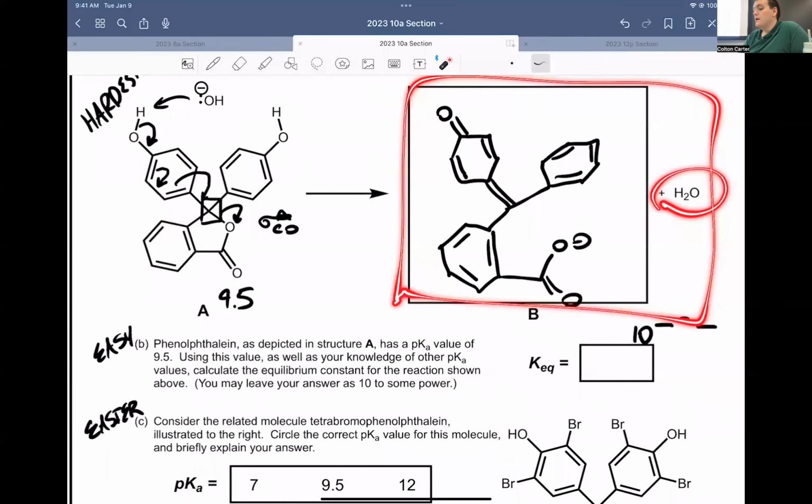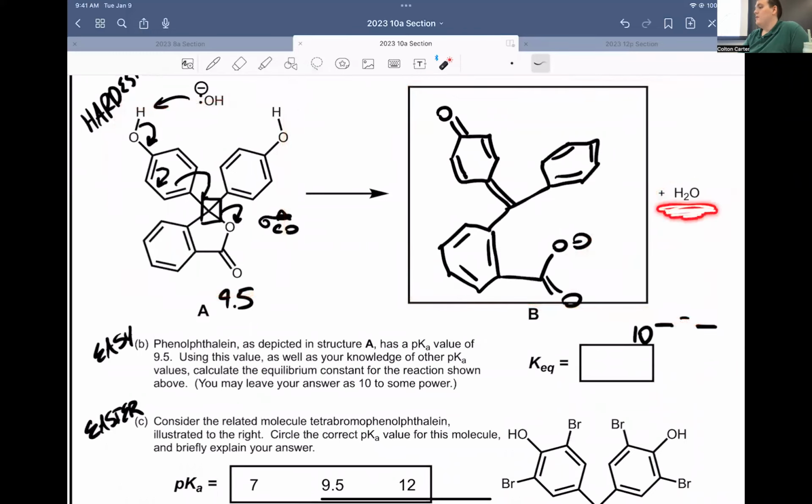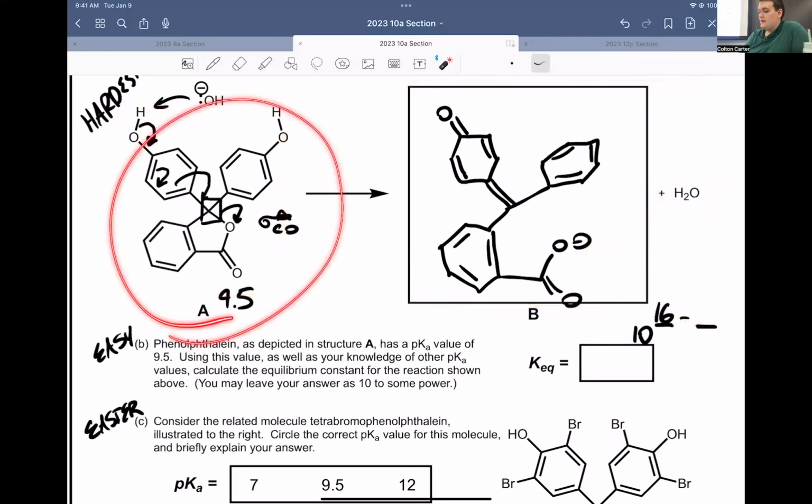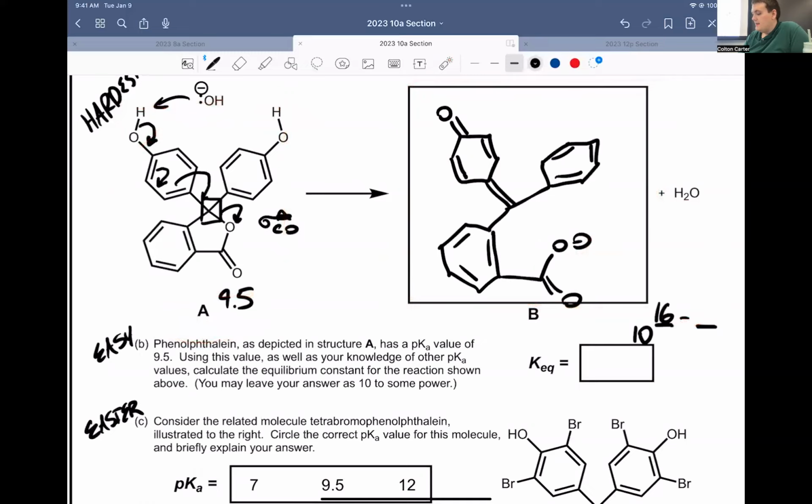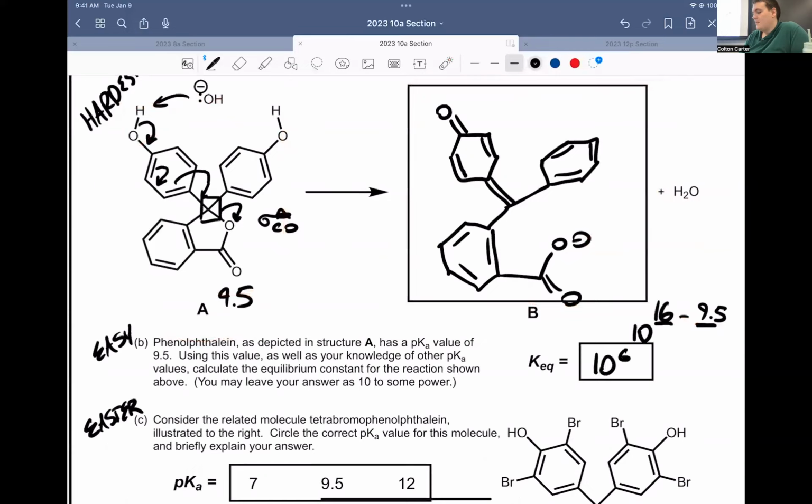Just the water. Because remember, this was the acid over here. It's made a conjugate base. So this is going to be the acid in the product. And on our little Yossified pKa chart, what's the pKa of H2O? 16. And then they told us the pKa of the acid over here is 9.5. So what's 16 minus 9.5? 6.5. So our Keq is 10 to the 6.5.